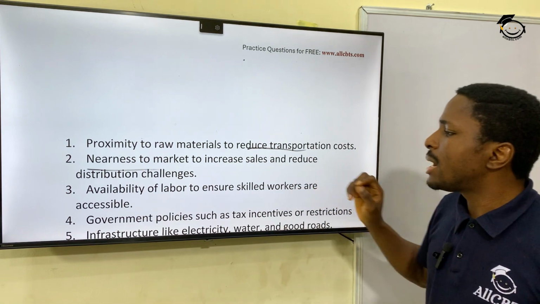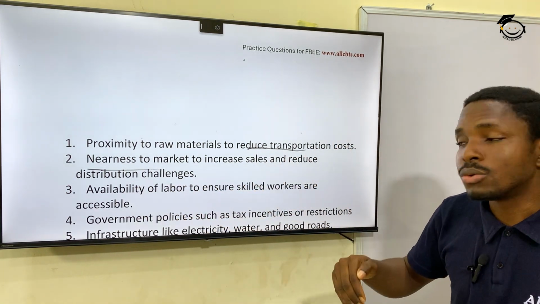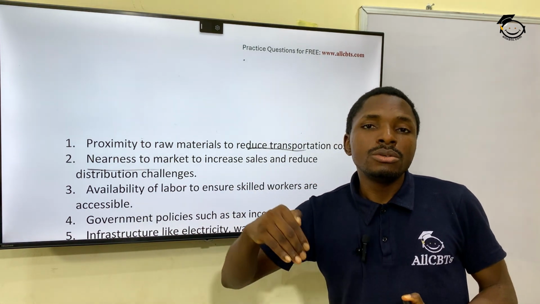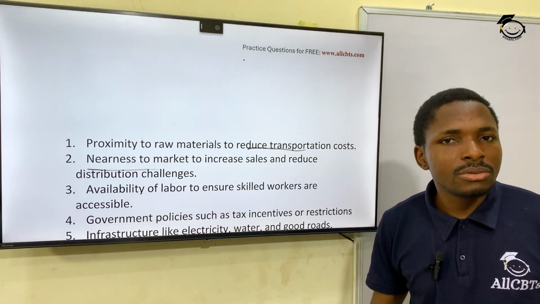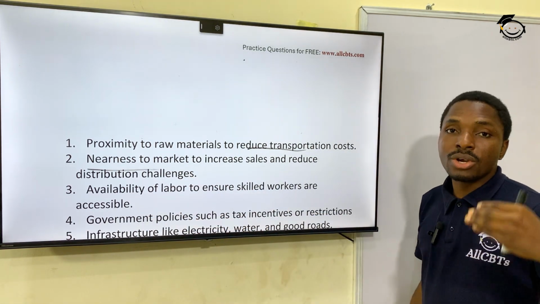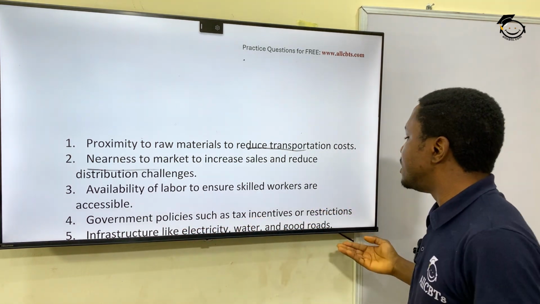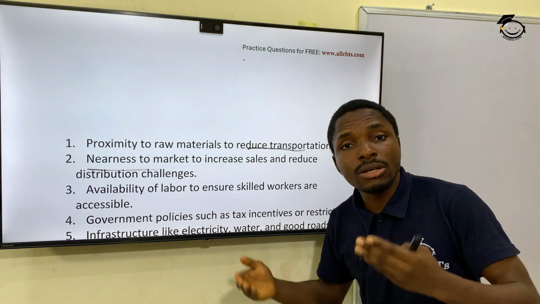So nearness to markets, availability of labor, also the people that you need, the teamwork that you need to get that business to work, are they around? You see, I'm giving you ideas that you need to answer this question. And then government policies such as tax incentive or restriction before you site your business in a particular location.